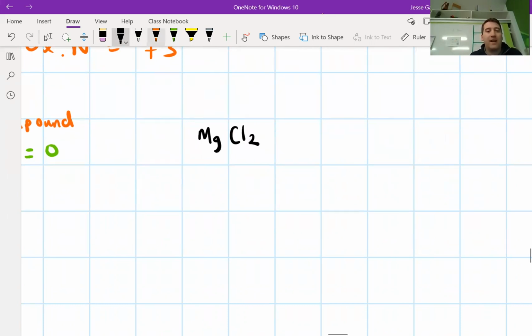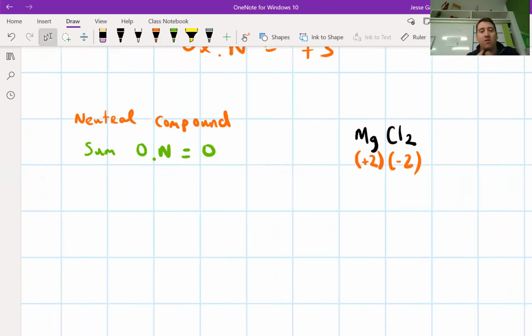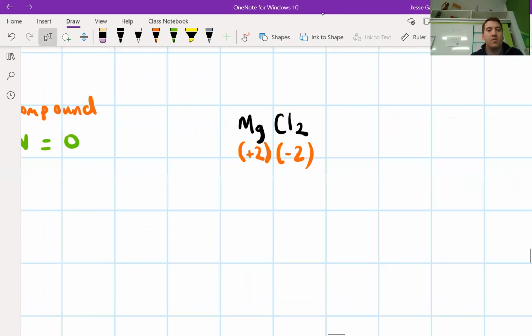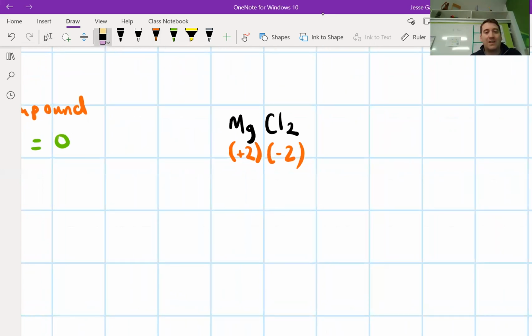MgCl2. We know that magnesium is +2, and you'd be tempted to say that chlorine has to be -2 then. I can understand why you might think that, because I just said neutral compounds have to add up to 0. But there are 2 atoms of chlorine, and that makes a difference. So I'm going to show you what I do to get around this.